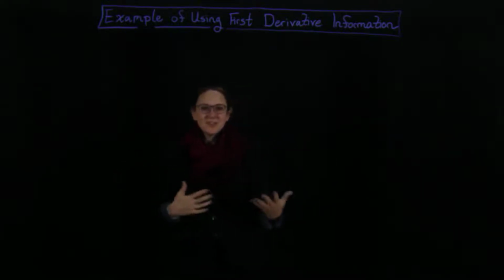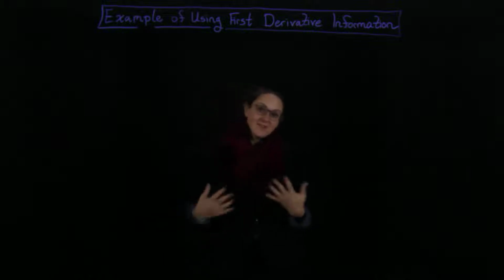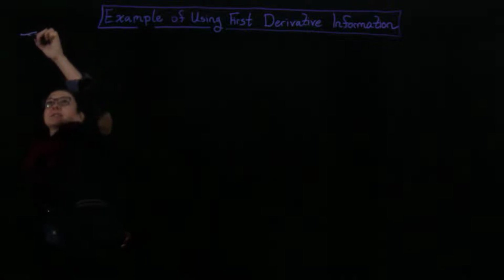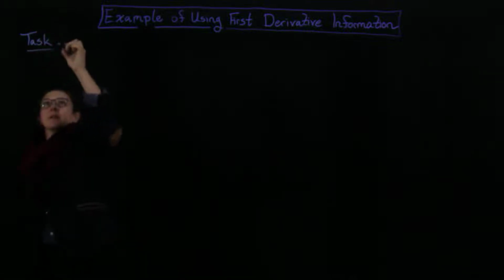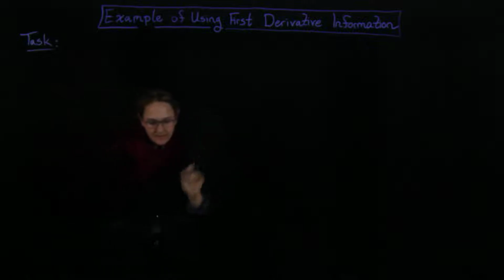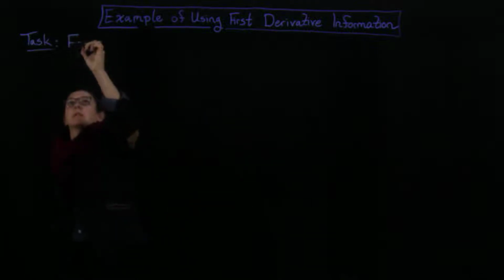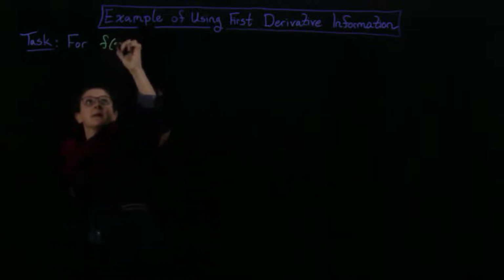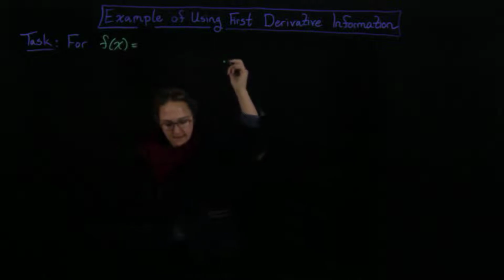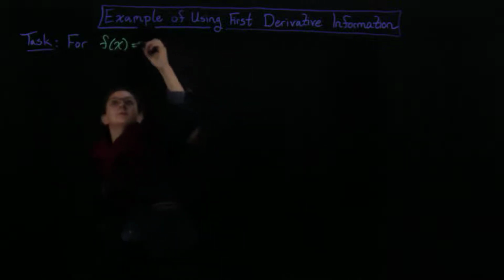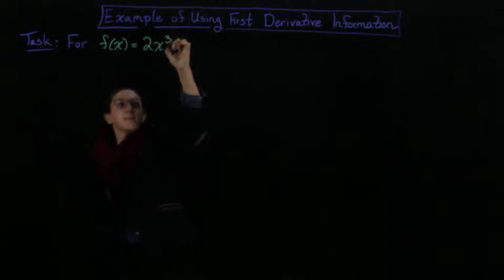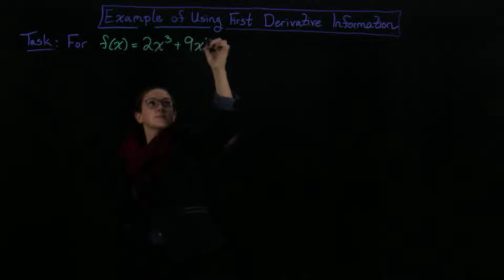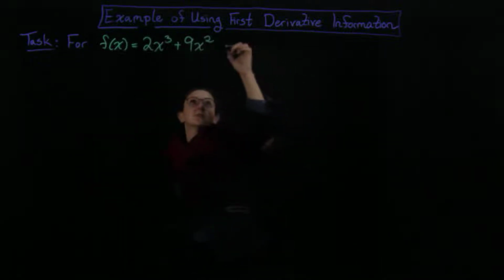Welcome. In this lecture, we're going to put together all the things we've learned that we can get from the first derivative. So here's our task. Our function is f of x equals 2x cubed plus 9x squared minus 12x plus 1.